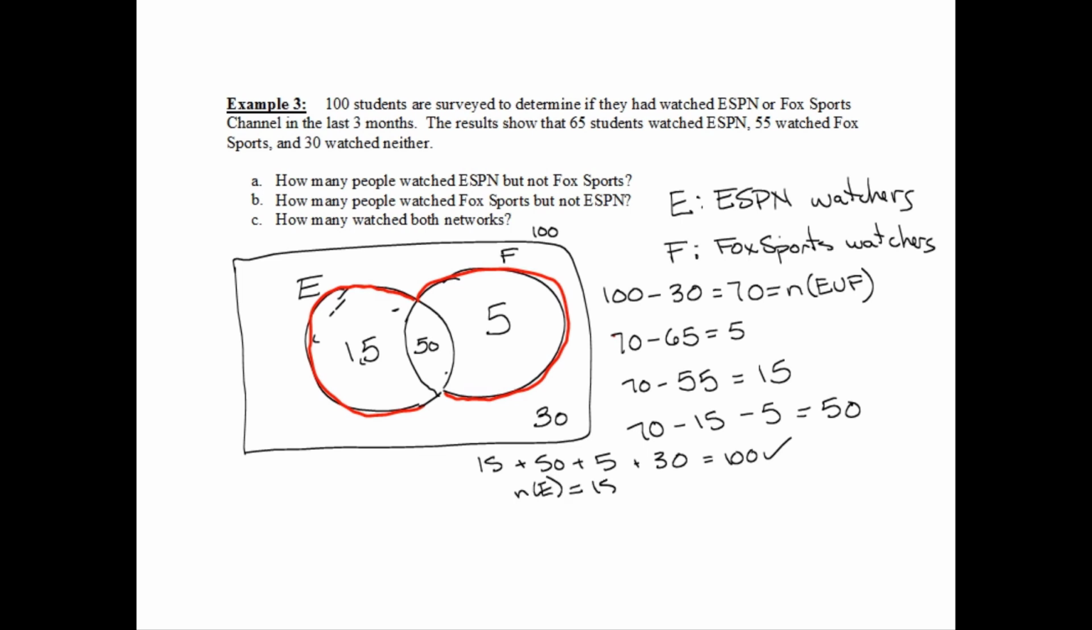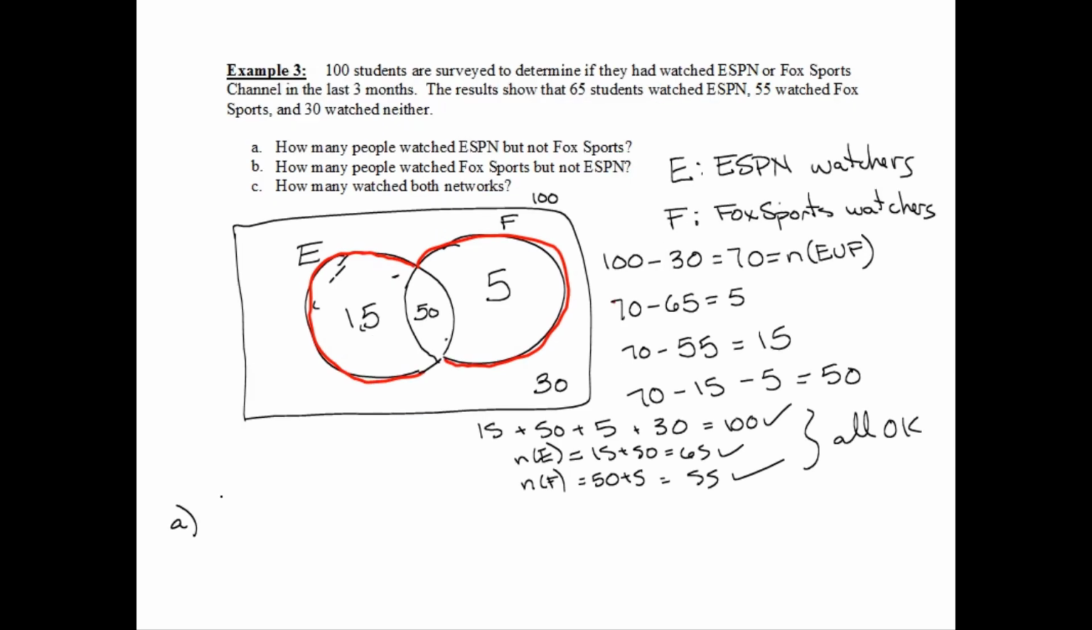So now check how many are in E. 15 plus 50, which is 65, right? Okay, that's what it's supposed to be. How many are in F? 50 plus 5. I'm just adding up the two numbers that are in circle F. That gives me 55. That's what it should be. So that tells me that everything checks out and that my Venn diagram is correct and matches the original problem. So now we can answer the questions.